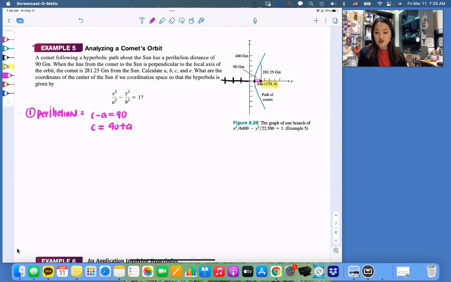Just a little side note before we get started, okay, based on the given information. All right, let's move on. It also tells us that when the line from the comet to the sun is perpendicular, that means this guy here is straight up and down. And isn't that really our F1, or focus 1, right? And this guy is our D2, let's say, and isn't our D1 somewhere over here, right?